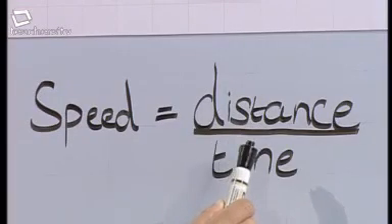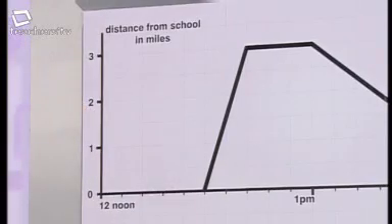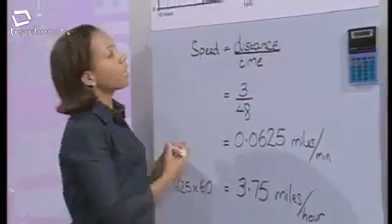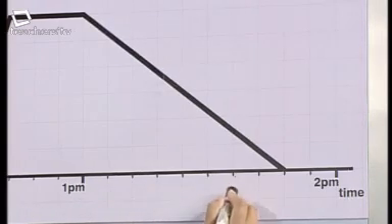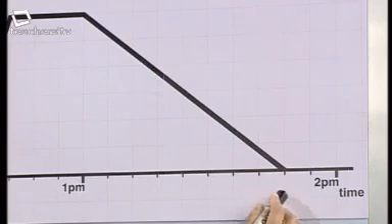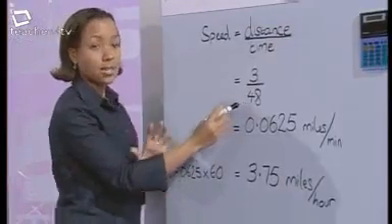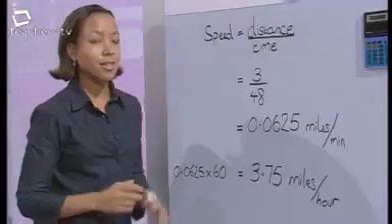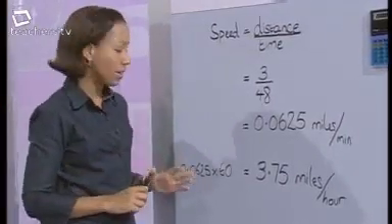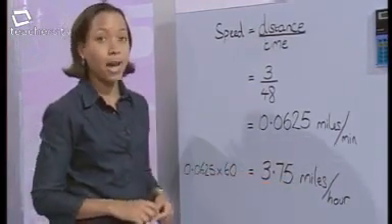Speed is distance travelled divided by time taken. The distance travelled from the shops back to school is 3 miles. To find the time taken, I had to read it off the graph. It's 6, 12, 18, 24, 30, 36, 42, 48. So 48 minutes. 3 divided by 48 is 0.0625 miles per minute. And to convert it to miles per hour, I multiplied by 60 to give an answer of 3.75 miles per hour.